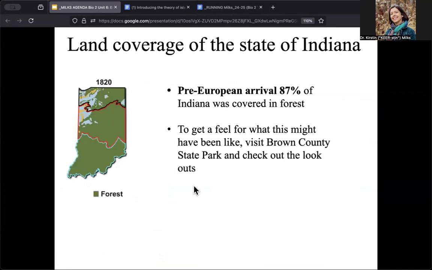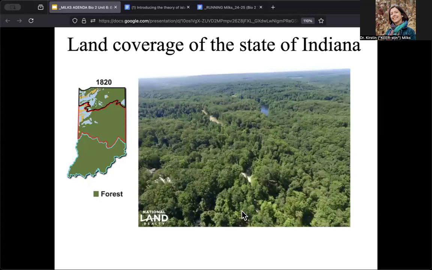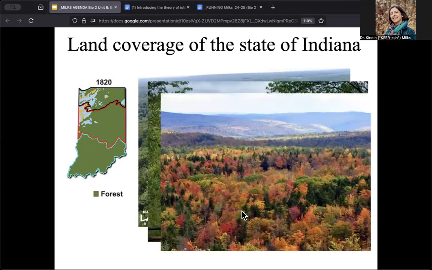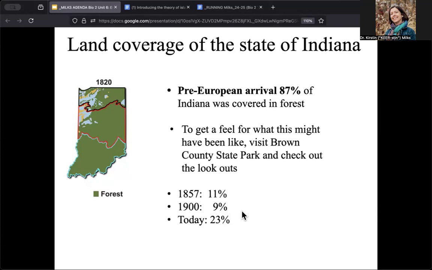So before European colonists showed up in Indiana, 87% of Indiana was covered in forest, and the upper northwestern area was flat grasslands in the beginning of prairie. But everything you see here in green was forest, and we live down here. So to get a feel for what this might have been like, if you've ever been to Brown County State Park and looked at the lookouts, it looked like that. All of Indiana looked like that. We know that there were some indigenous people who were caretaking lands, forming pathways, building settlements, but the vast majority of our land was forest, right?